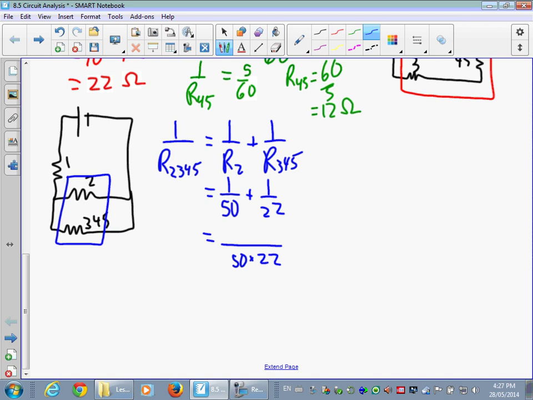We just need some common denominator that works. So to get 50 times 22, we'd have to multiply the 1 over 50 term by 22 on the top and the bottom, so that's going to give us 22 here. And the second term is going to have to be multiplied by 50 on top and the bottom, so that's going to give us 50 over here. So that gives us 72 on top and 1,100 on the bottom, which makes R2, 3, 4, 5 the reciprocal of that. So 1,100 divided by 72 gives you 15.3 ohms.